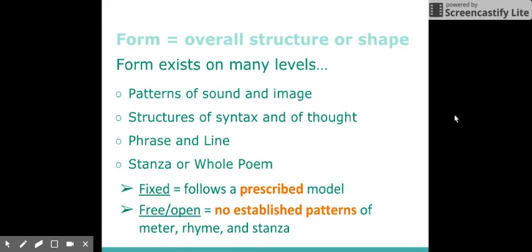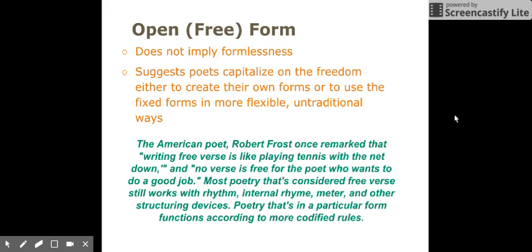So form could exist on many levels, as you see in the slide. There could be patterns of sound and image, structures of syntax and thought, the phrases and lines, or even the whole poem. The two main types of structure would be a fixed form or closed form, which follows a prescribed model, or the open or free verse type of poem, with no established patterns of meter and rhyme. But as you are going to hear, open or free form doesn't imply formlessness.